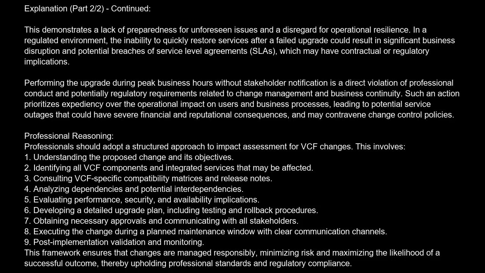6. Developing a detailed upgrade plan, including testing and rollback procedures. 7. Obtaining necessary approvals and communicating with all stakeholders. 8. Executing the change during a planned maintenance window with clear communication channels. 9. Post-implementation validation and monitoring. This framework ensures that changes are managed responsibly, minimizing risk and maximizing the likelihood of a successful outcome, thereby upholding professional standards and regulatory compliance.